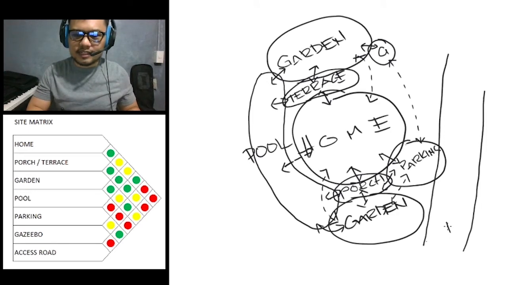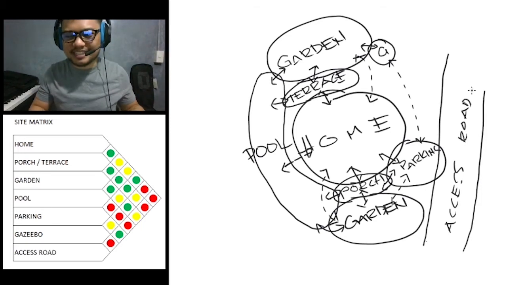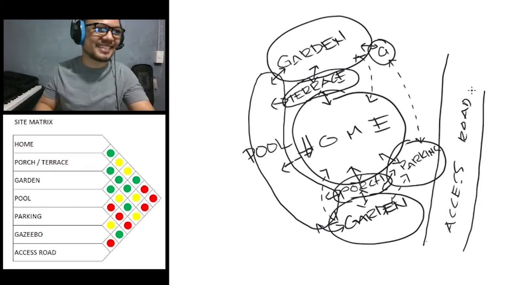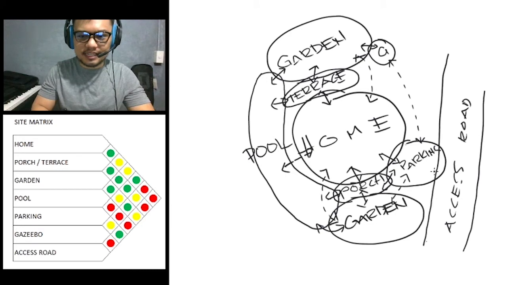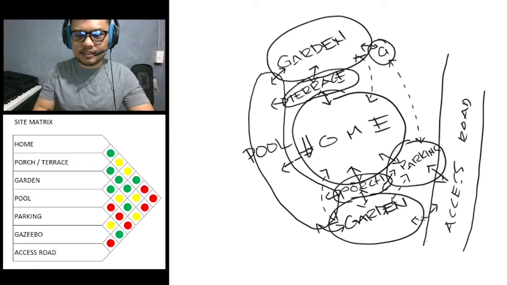So we'll go ahead and label this the access road. So not everything has to be a bubble. So obviously, since it's a road, we can just make it two parallel lines. Well, use your imagination. Let's just imagine that those are parallel lines. But anyway, in this case, we can see that connected to parking, check. Indirectly connected to the garden, so check. And everything else is kind of blocked off.